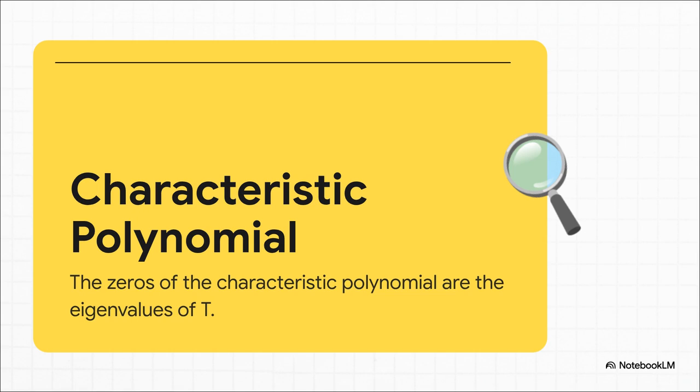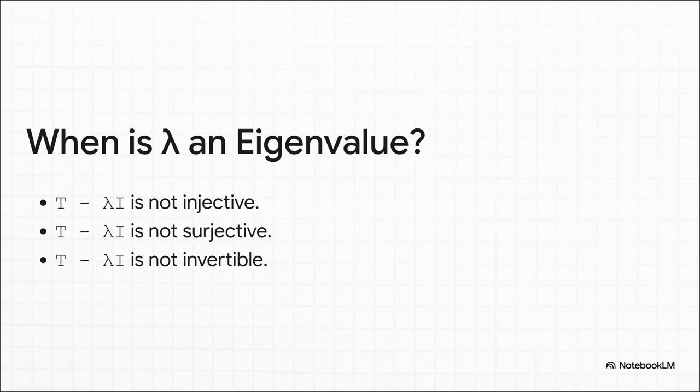So this huge complex problem of finding special directions boils down to something we already know how to do, finding the roots of a polynomial. So finding an eigenvalue lambda tells you something really deep about the operator.